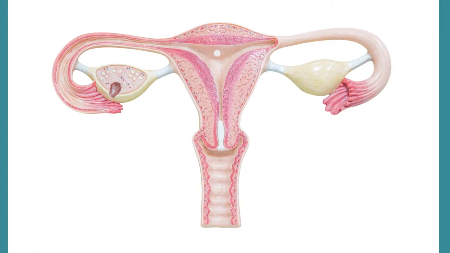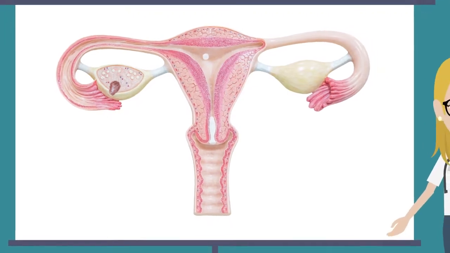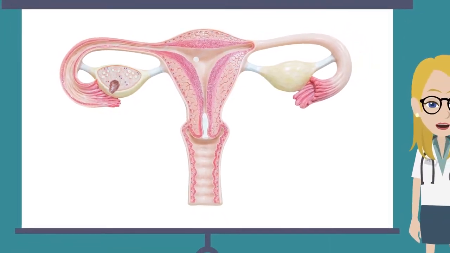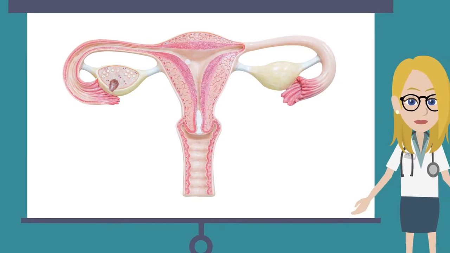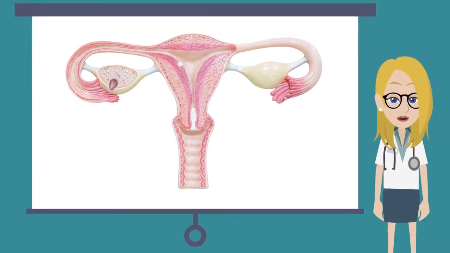Implantation occurs when the blastocyst migrates to the uterus, sheds the surrounding membrane, the zona pellucida, and begins to implant itself in the endometrium of the uterus.